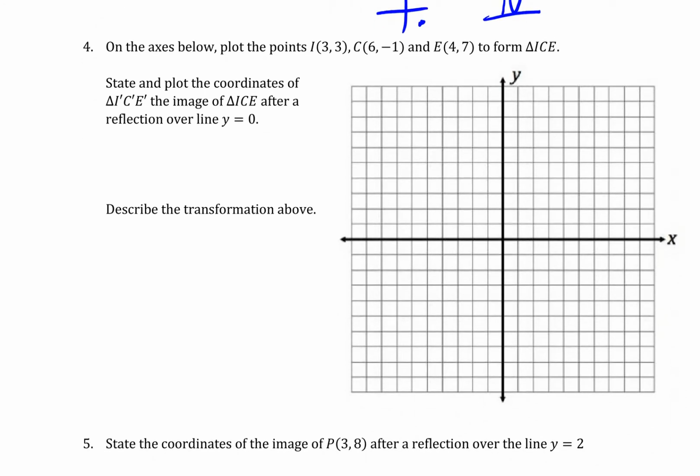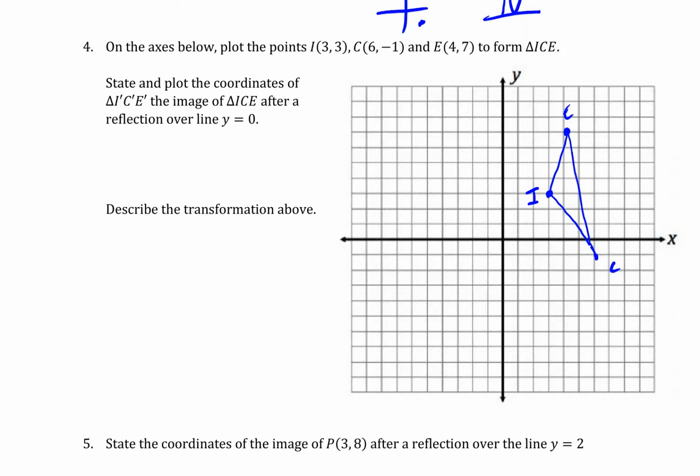Number 4 gives us a triangle ICE. So I have (3, 3), (6, -1), and (4, 7). Kind of an odd looking triangle. So I, C, E. If you have one, please use a straight edge here. I don't have a straight edge on this computer, so we'll just try our best. That looks pretty darn good.